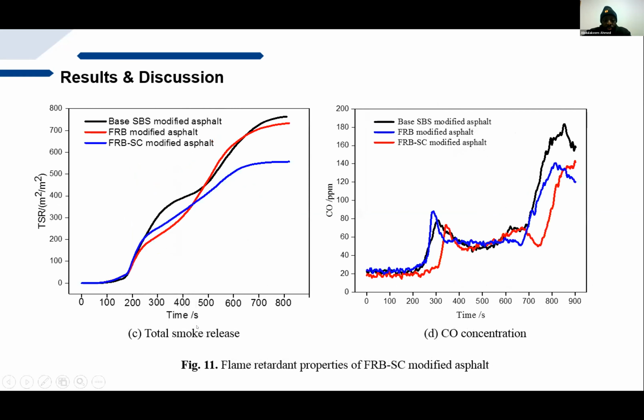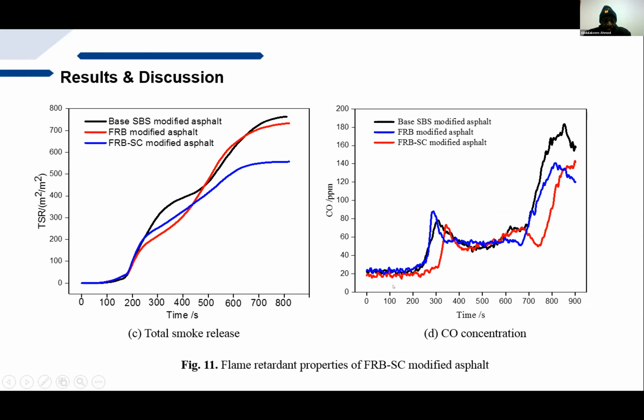We have the total smoke release here on the left, and this shows, as is clear from the name, the amount of smoke that is released in the asphalt following combustion. And we noticed that the FRBS modified asphalt was able to produce an asphalt that would have a significantly lower smoke release. And lastly, and probably most importantly, we know that CO, carbon monoxide, is responsible for around 90% of fire-related deaths. Especially here, we noticed that our flame retardant asphalt was able to reduce the total amount of CO that was produced. And this is really significant to the research.